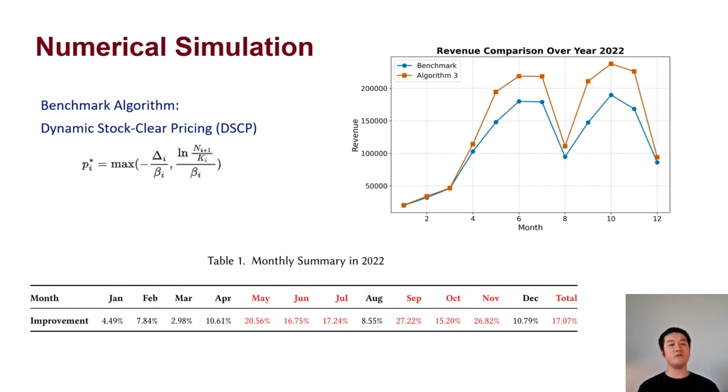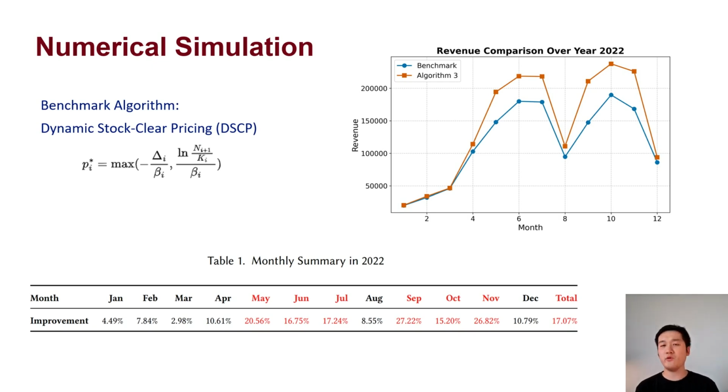Finally, let me introduce the numerical simulation. We have real hotel data over a whole year, and the benchmark algorithm we are comparing against is called DSCP, which gives a closed form for the upgrading price. But there are some limitations. First, it has to know the exact amount of demand of each resource category. And second, it needs to assume the price elasticity is a linear function, but this is not realistic.